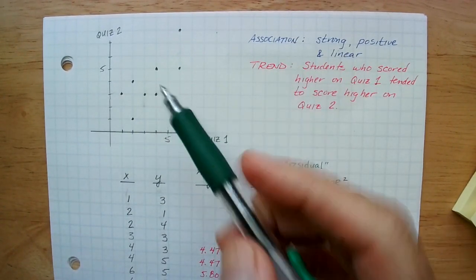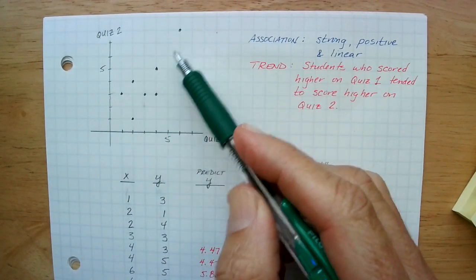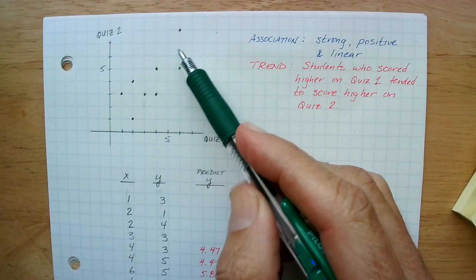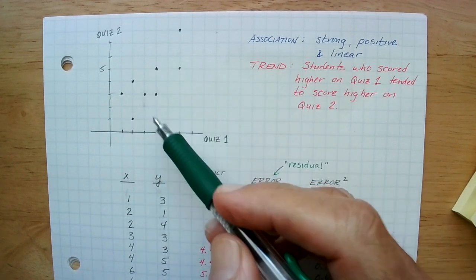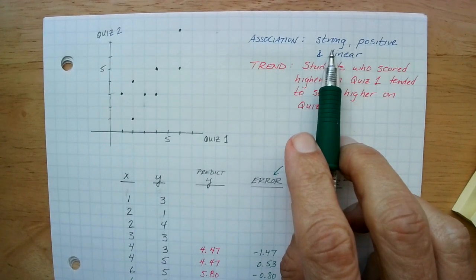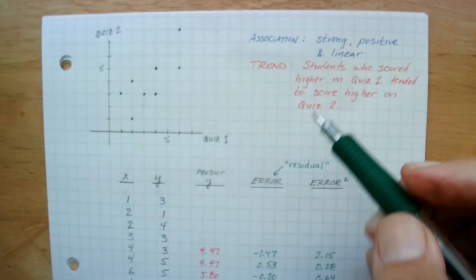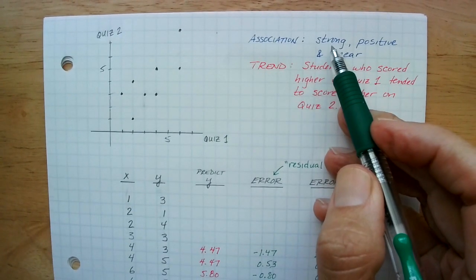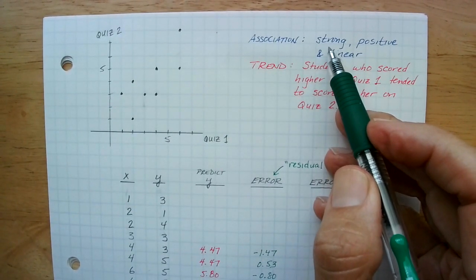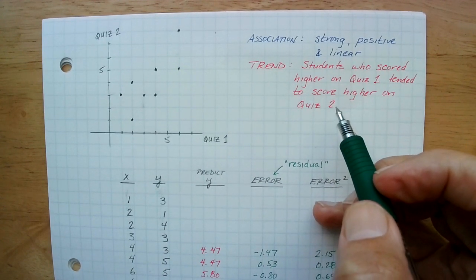The association. Well, if I look at this arrangement of dots, it seems to me to be a pretty strong, positive, and linear association. Now, some might argue and say, well, I think it's more moderate. This doesn't really look like a very tight formation of dots to me. So you could definitely make the argument that maybe it's a moderate, positive, and linear association.